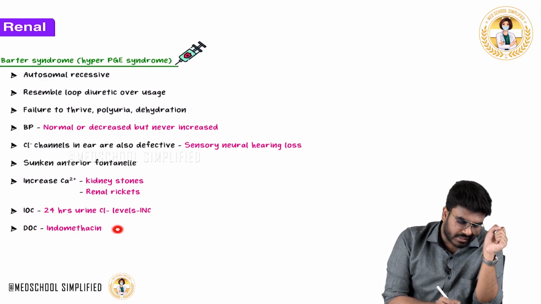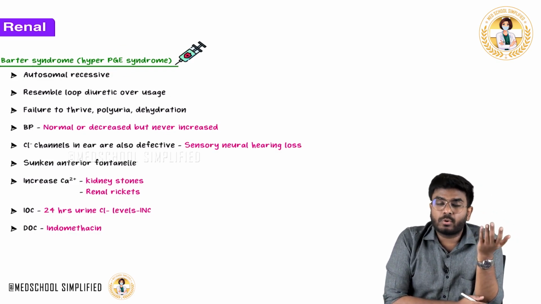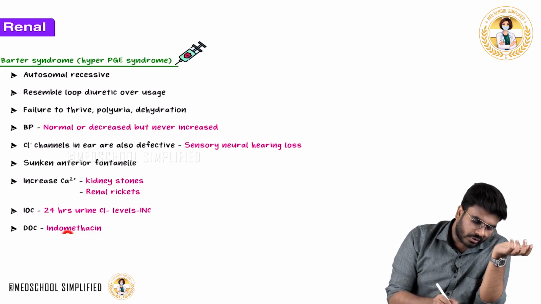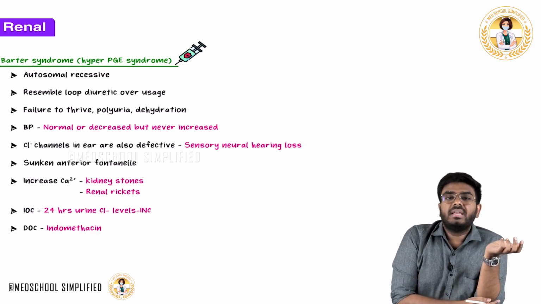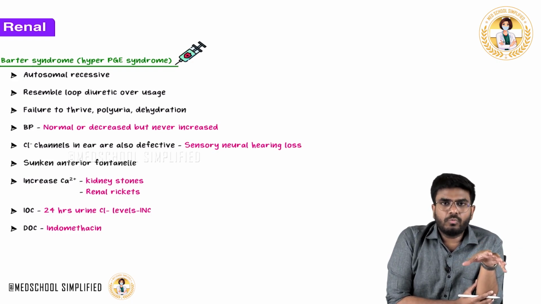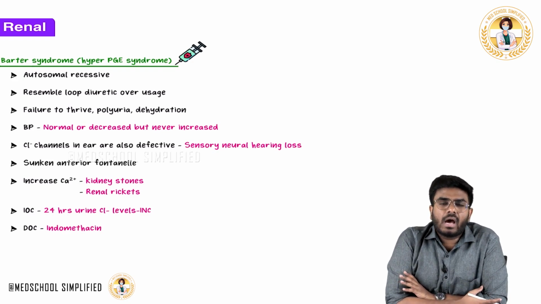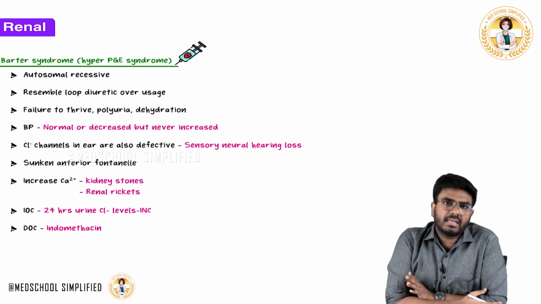The drug of choice for this condition is indomethacin. Why? Because these patients also have high prostaglandin levels, and in order to decrease the prostaglandin synthesis, you can use drugs like indomethacin. You will discuss more about Bartter syndrome in the medicine classes. Anyway, with this we are done with the topic of loop of Henle. We have seen the descending limb as well as the ascending limb of loop of Henle.